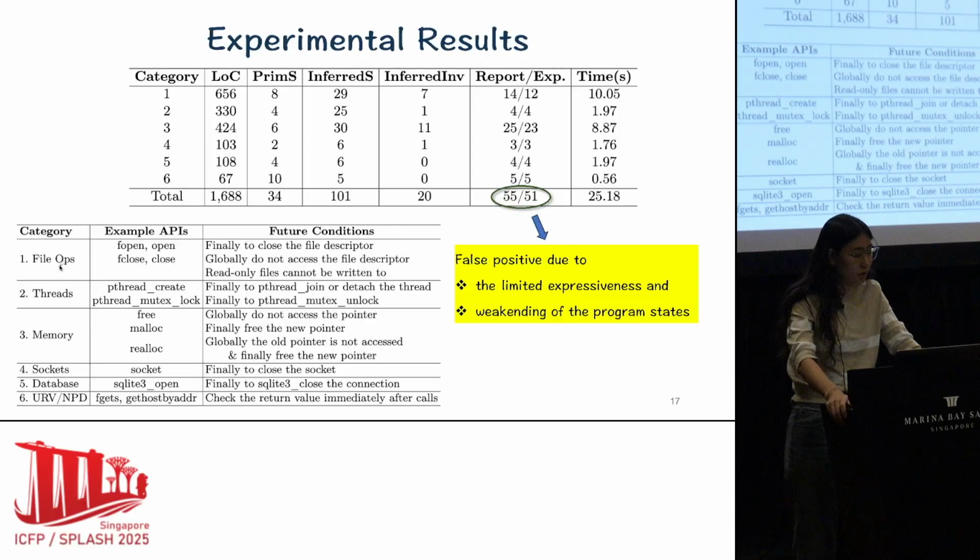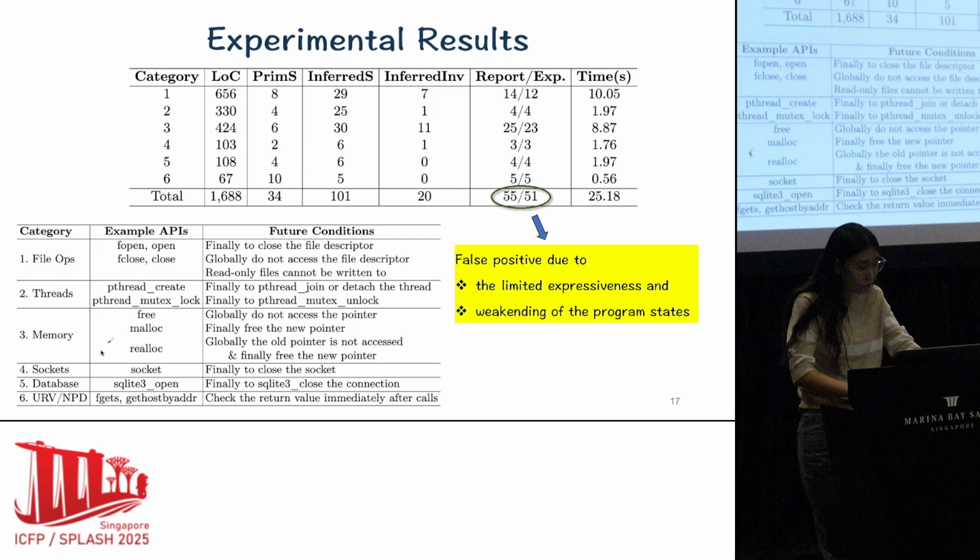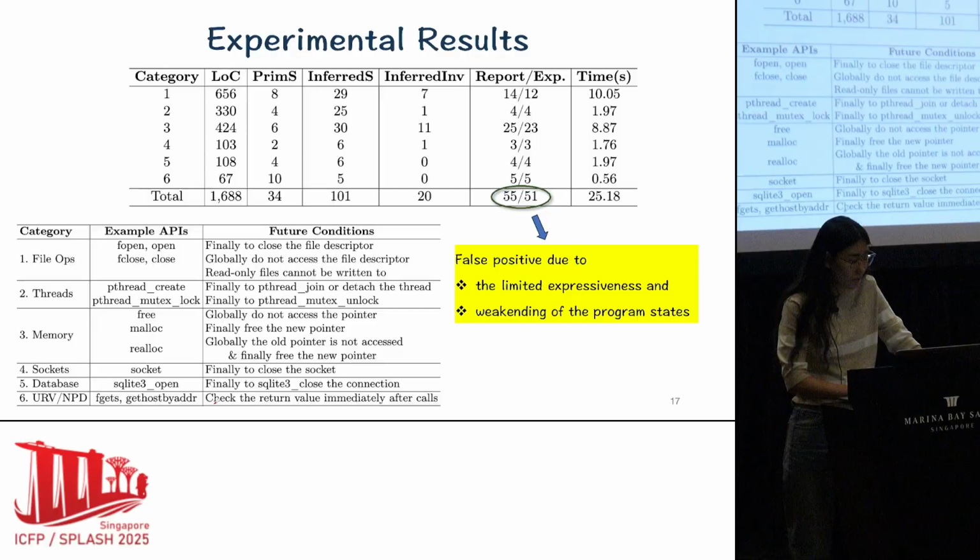For example, for the file operations, open and close operations; thread usage, when you create and lock, you need to check the return value; memory usage; socket usage, you need to close it; database usage; and the general unchecked return value and null pointer reference. So these APIs are found from GitHub repositories as well as CWE websites, which capture all the common patterns of the bugs.